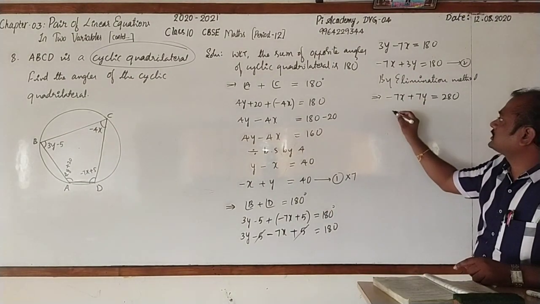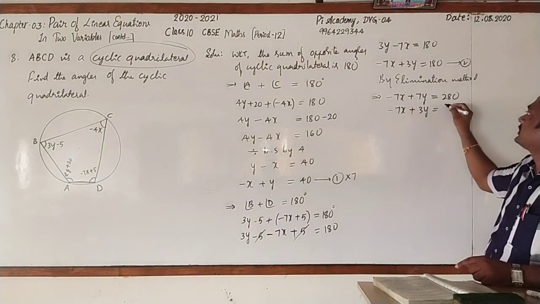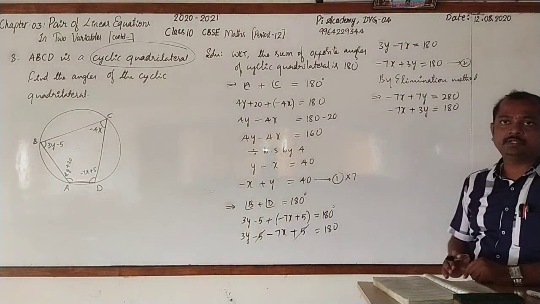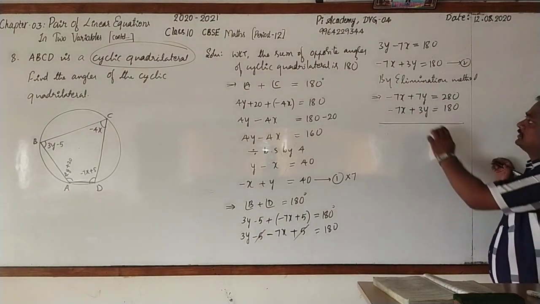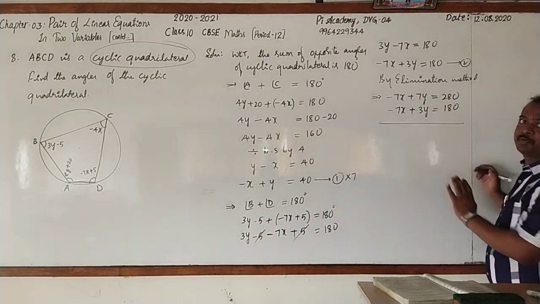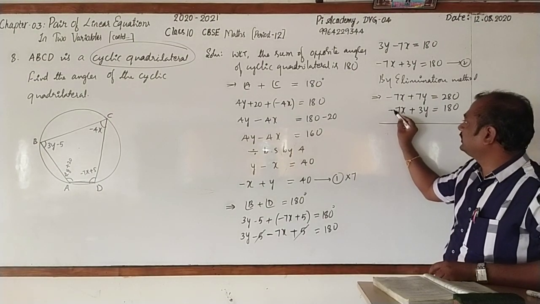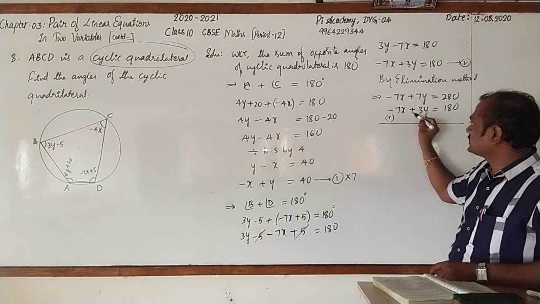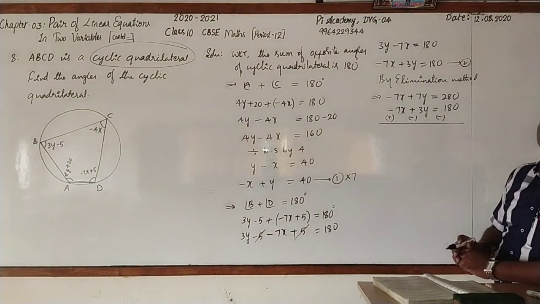And the second equation is minus 7x plus 3y, which is equal to 180. Then the coefficients of x are the same but not of opposite sign. Therefore, go for changing the sign. Here it is minus, make it plus. Here it is plus, write it as minus. And here it is plus, write it as minus.